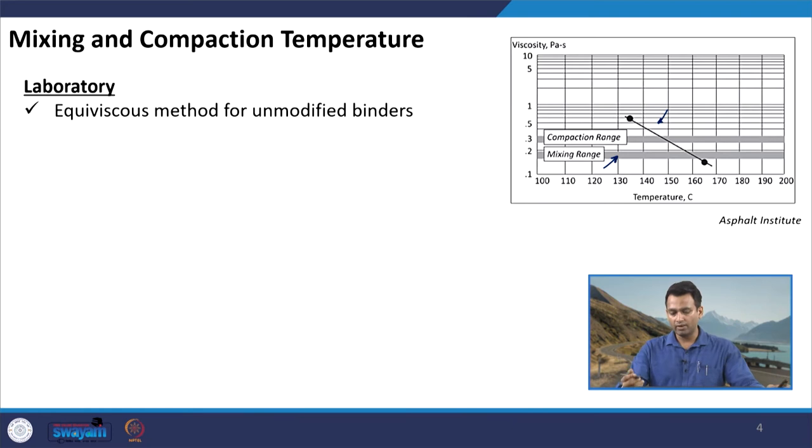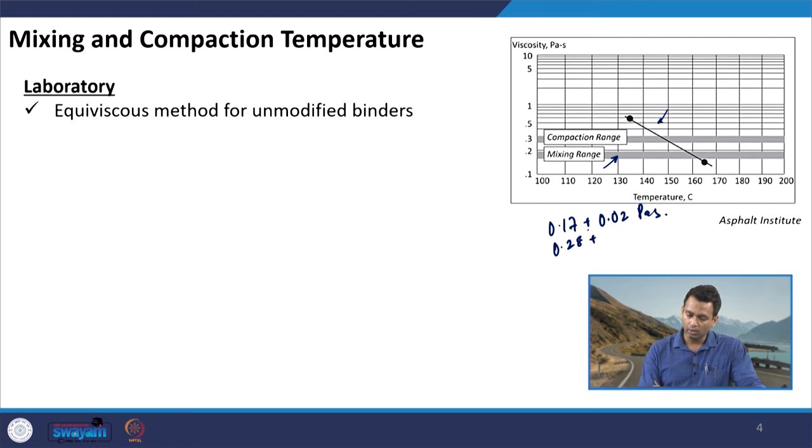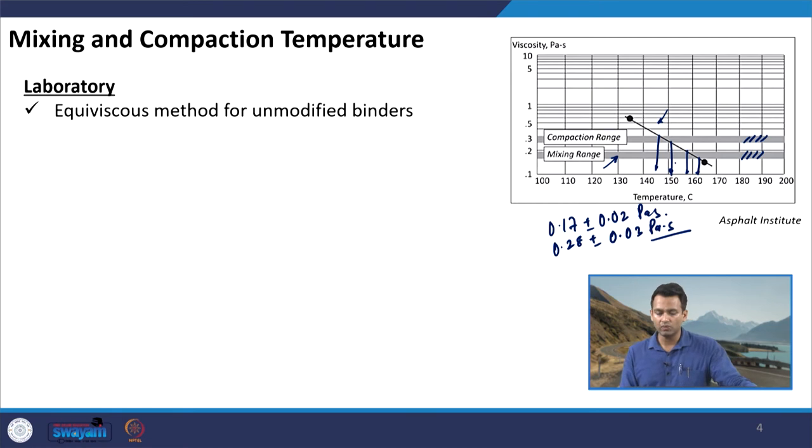In the equiviscous method, as we have discussed previously, we will do rotational viscometer testing at two temperatures, typically let us say 135 and 165 degrees Celsius, and we will plot the variation of viscosity with temperature in a semi-logarithmic graph, where the y axis is in logarithmic scale and the x axis is in arithmetic scale. The mixing range will be determined corresponding to a viscosity of 0.17 plus minus 0.02 Pascal seconds, and the compaction temperature corresponding to 0.28 plus minus 0.03 Pascal seconds. Therefore, we will mark this range which you are seeing here, and corresponding to that we can determine the range of temperature for mixing as well as for compaction.